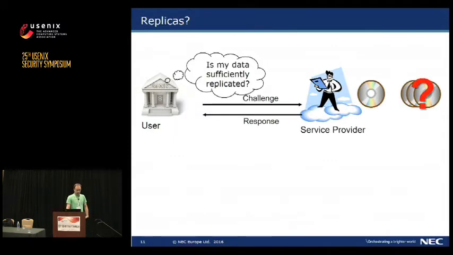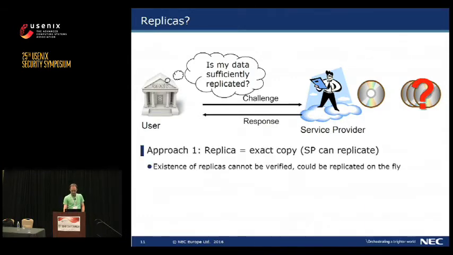And yeah, so this initial question, if my data is still there, rather transformed then into the question, is my data really sufficiently replicated as my contract with the service provider is saying? And yeah, now we learned a bit already how this proof of retrievability works. The question is, how can we apply it to multiple replicas in a standard way?